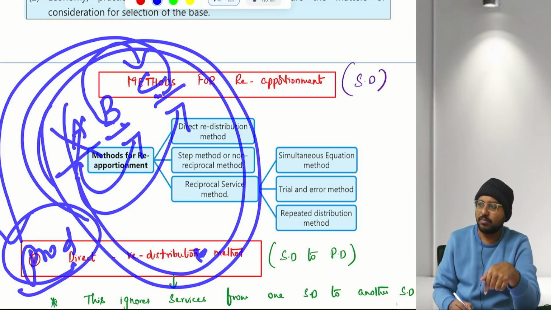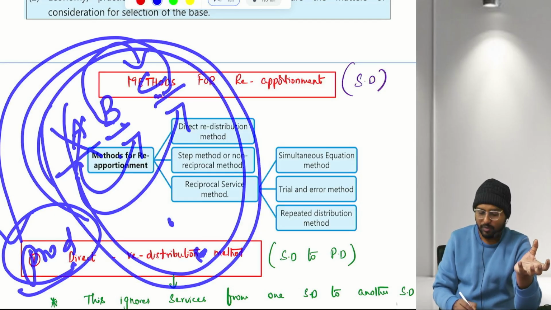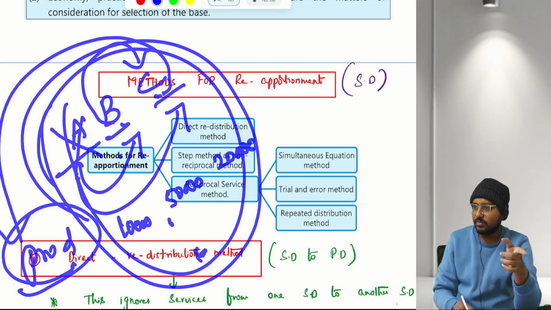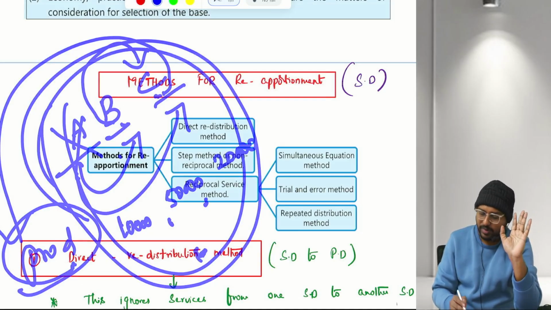What I have to do, very simple, go with the amount of overheads with respect to service departments. Suppose A's overheads is 1 lakh, B's overhead is 50,000, C's overhead is 20,000. Now what you'll do, you'll start with A because it has got the highest amount of overheads. Then you will go for B, then you will go for C. Are you able to get me? So it's pretty simple.